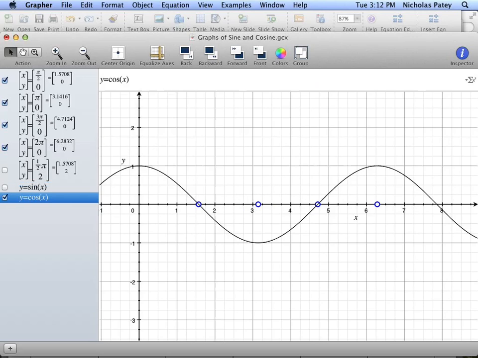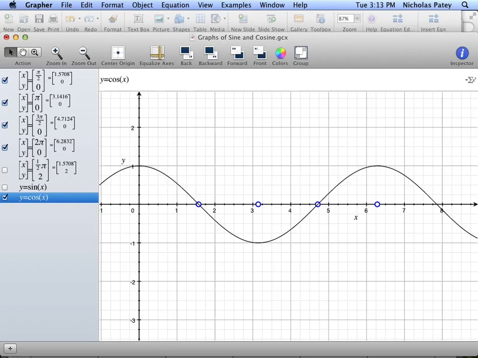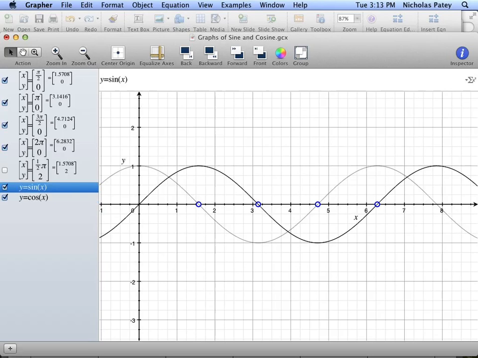Here's our sine graph, or our cosine graph. Zoom in. See, this is the bowl right here. It goes down and up. We stop at 2 pi. If you zoom out, it looks just like sine.